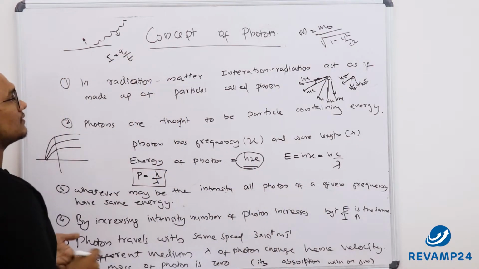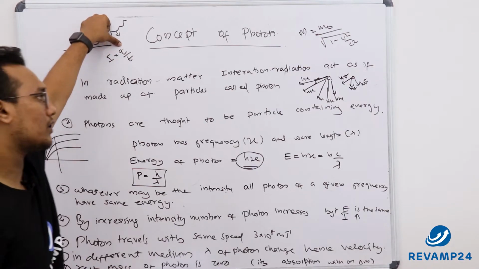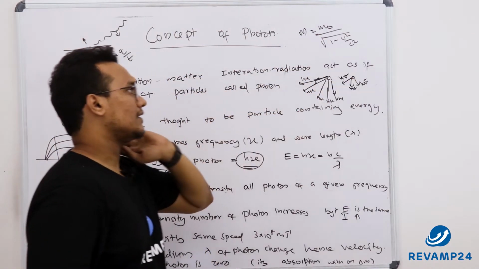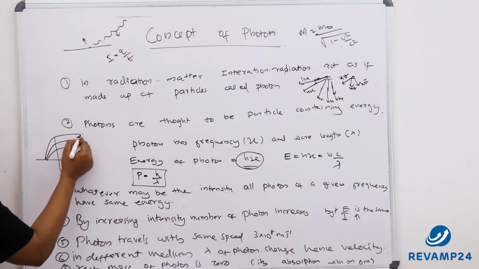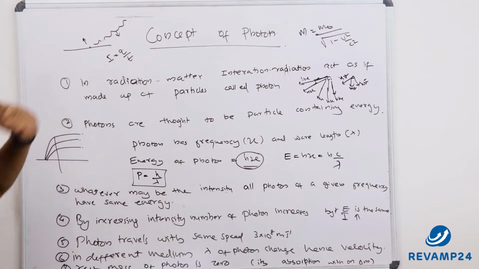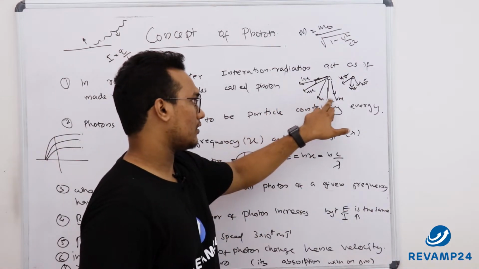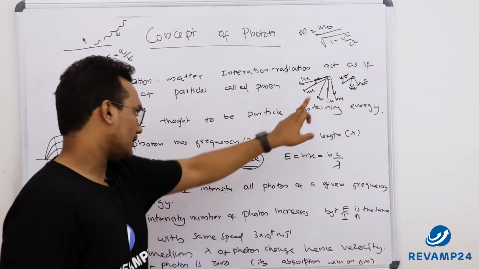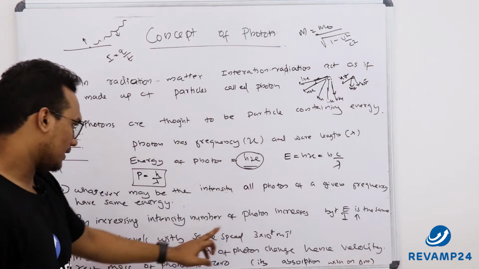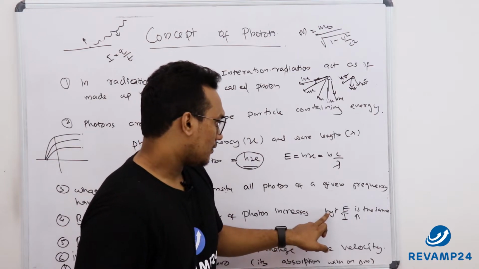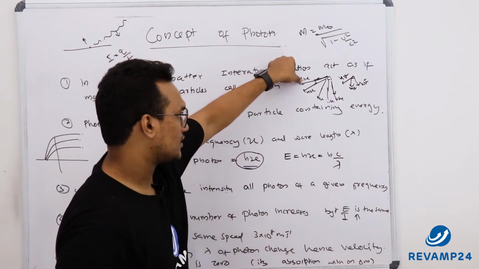Now the value of charge will be more with higher intensity, and less with lower intensity. That is the reason for higher current when we increase the intensity. By increasing intensity, the number of photons increases: 1, 2, 3, 4, 5, here 3. Intense, less intense. Photons increase, but energy is the same. So energy h nu is the same.